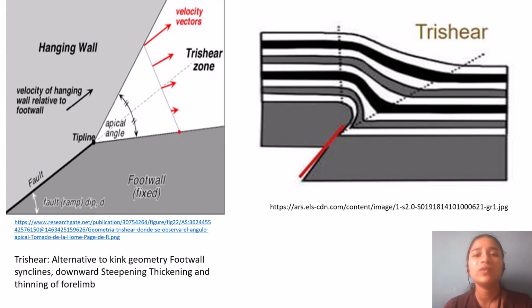So, overall, the trishear model helps us to understand how gradual, non-uniform deformation near the fault tip leads to complex fold geometries, especially in extensional and compressional tectonic settings.